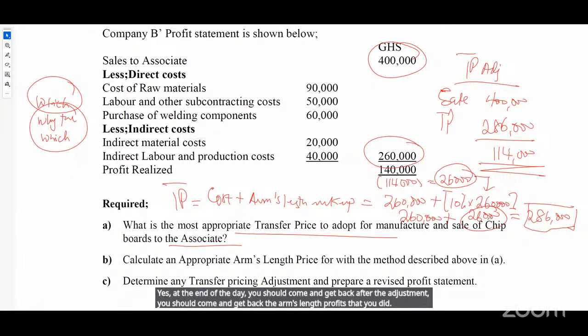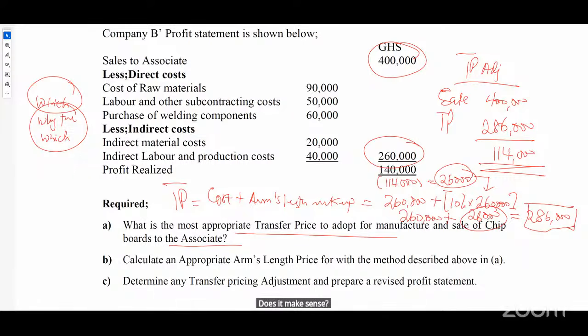Does it make sense? So this is all about it. And the funny thing is, this question was 50 marks. What are you going to write again? That's all you do, and you get the mark. It looks too good to be true, eh? It's because now you understand.